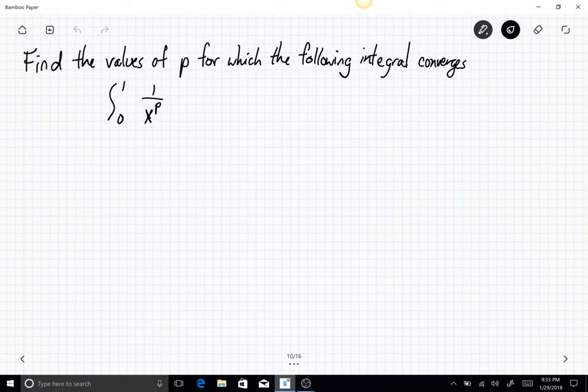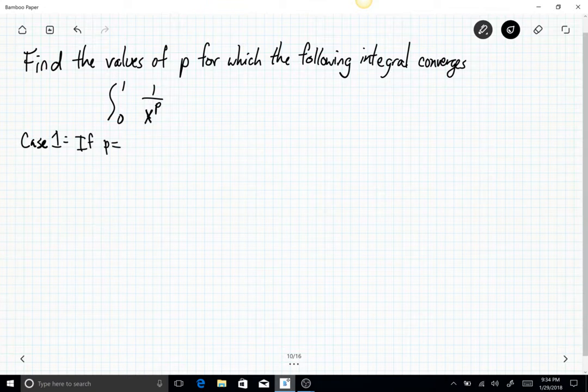Okay, so other ones, we kind of dealt with something similar to this. We found the integral from 1 to infinity of 1 over x to the p. Notice the difference here: you have from 0 to 1 now. So it's a little bit different scenario. Let me make an aside real quick. So case 1, I guess we'll say. We'll solve this real easy here.